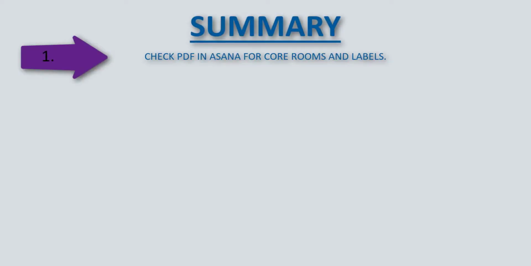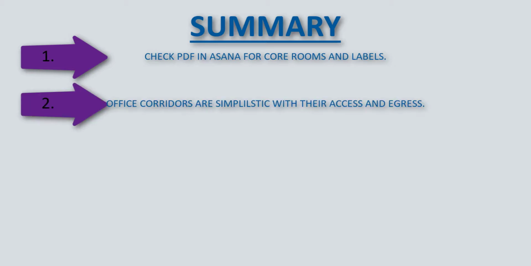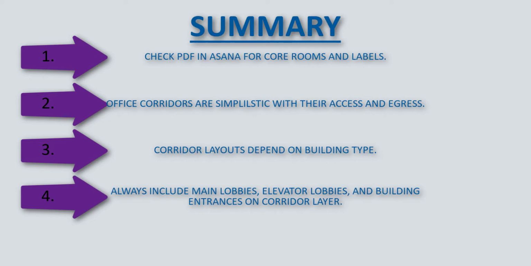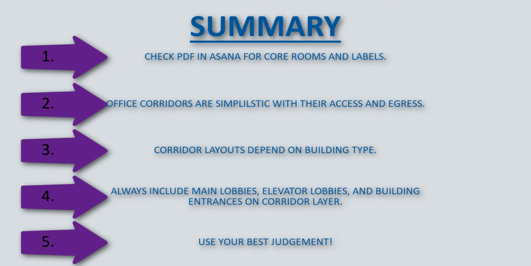To summarize, core rooms should always be labeled and are easily found on the PDF made by the scanning team. Office corridors are more straightforward and will always access stairs, elevators, restrooms, and service rooms. Industrial and retail buildings may or may not have corridors, but will depend more on their layout. Main lobbies, elevator lobbies, and building entrances should be shown on the corridor layer. Finally, use your best judgment when deciding corridor layouts. Sometimes it is easier to decide after drafting all the walls on the floor.